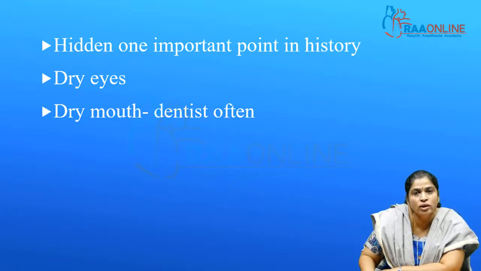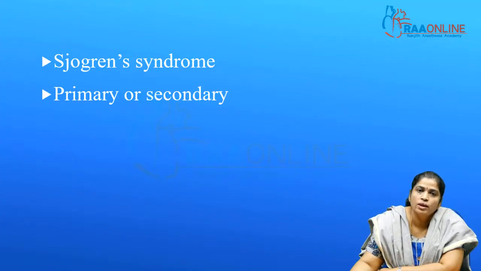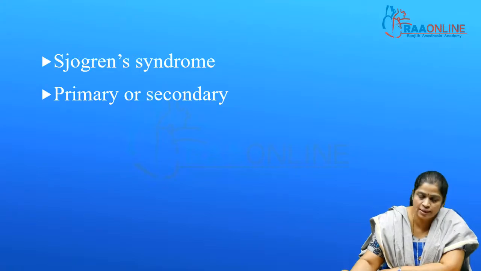So does this change your diagnosis? Yes, it should. This lady has Sjogren's syndrome. That could be primary or secondary. Secondary could be due to other arthritic problems like rheumatoid arthritis, but there are quite a few. But basically, you have to think about Sjogren's syndrome even with joint pains, but you have to ask for history of dry eyes and dry mouth.